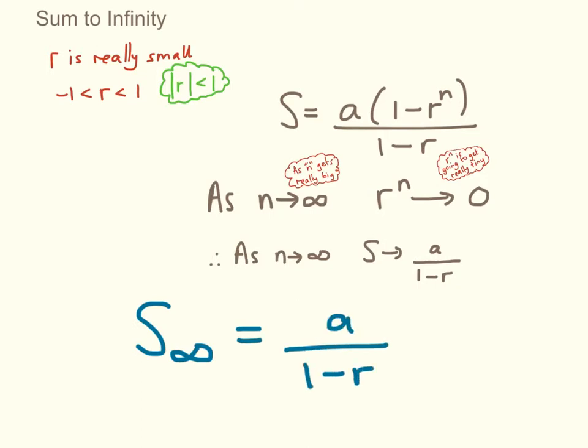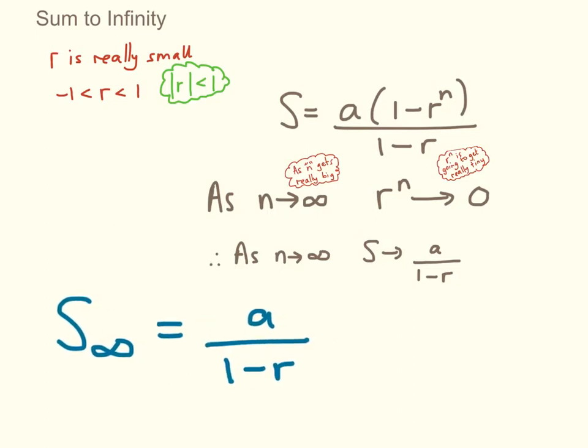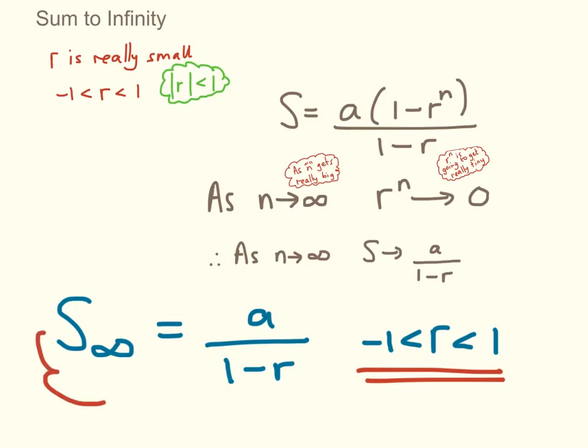So we say our sum to infinity is equal to a divided by 1 minus r. But it only works if r is a tiny number. So if r is between -1 and 1, then we can find the sum to infinity.